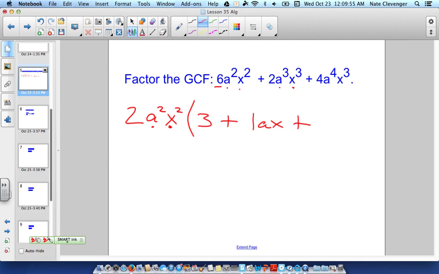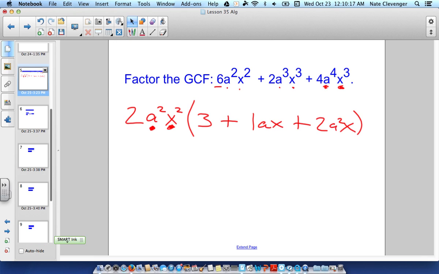4 divided by 2 on this last term is 2. Then I have a to the 4th divided by a to the 2nd, which would leave me a squared. And x cubed on this last term divided by x squared would leave you with 1x. Again, we'll review this tomorrow, so don't panic if it seems a little bit foreign to you.